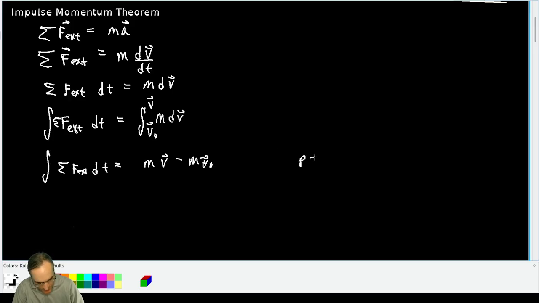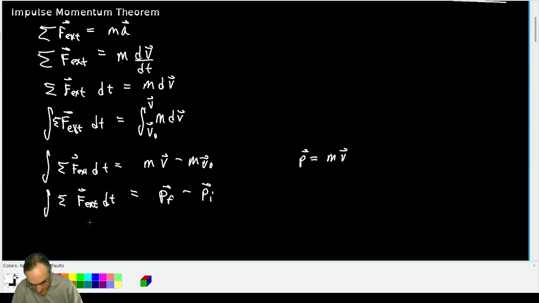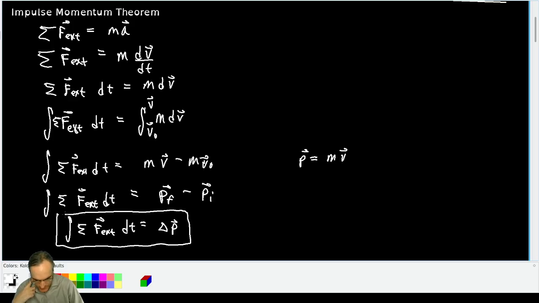Then, of course, momentum is defined as mv. So we can just write this as the integral of the external force. Ooh, I should keep the vector symbol on the top. With respect to time, equal to the momentum final minus the momentum initial, or the integral of force with respect to time is the change in the momentum. And that is essentially the impulse momentum theorem, with the impulse.